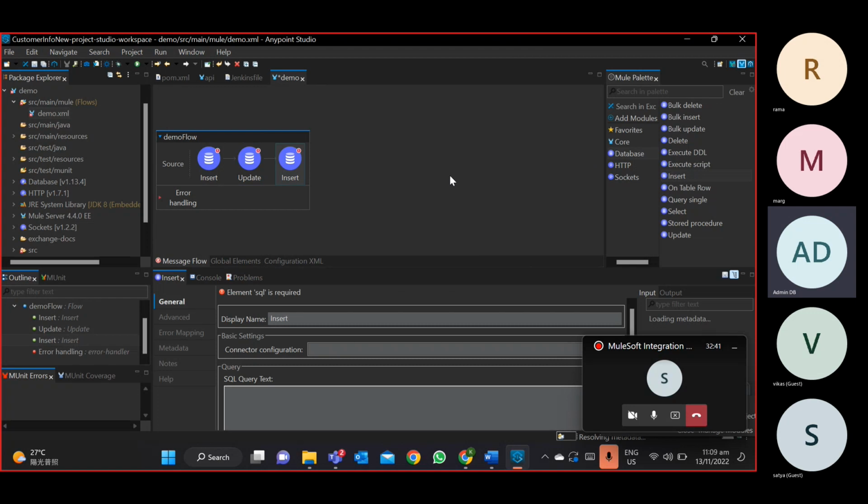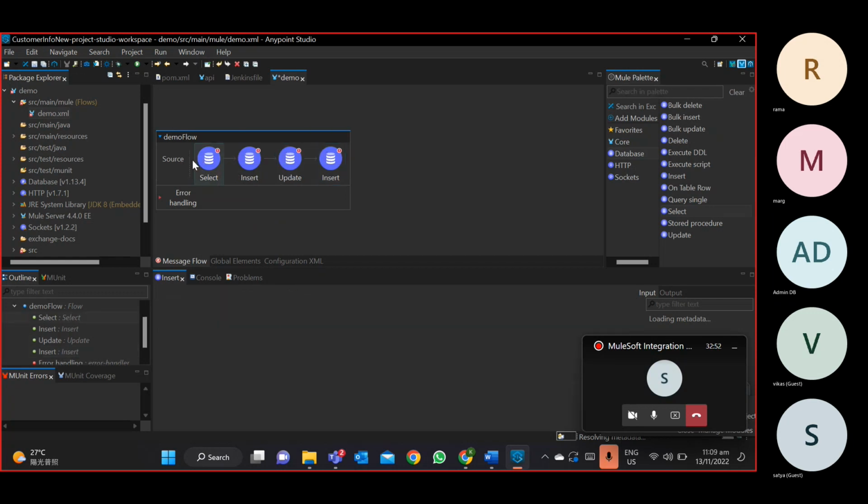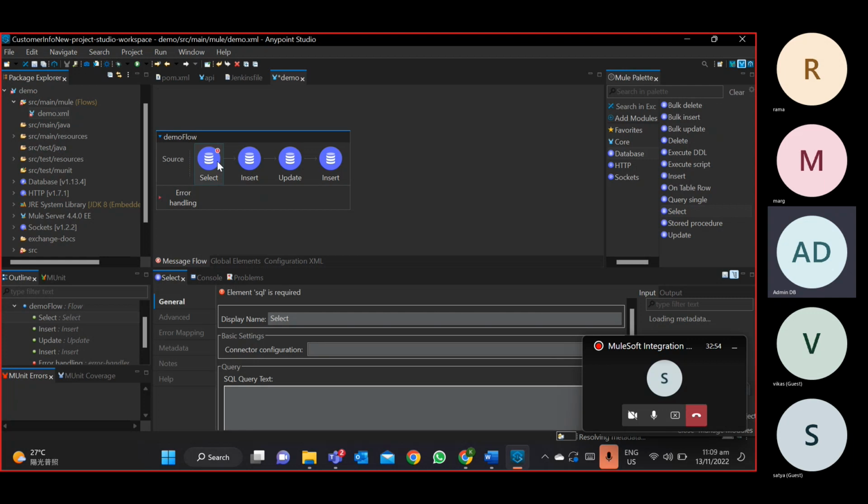So here we have three operations, two inserts and one update. And let's say we have a select also. First, can anyone tell me whether this select operation will participate in the transaction or not? You can think logically: if this insert fails, do we need to revert the select operation? It's a read operation. We don't care, right? Yes, correct.